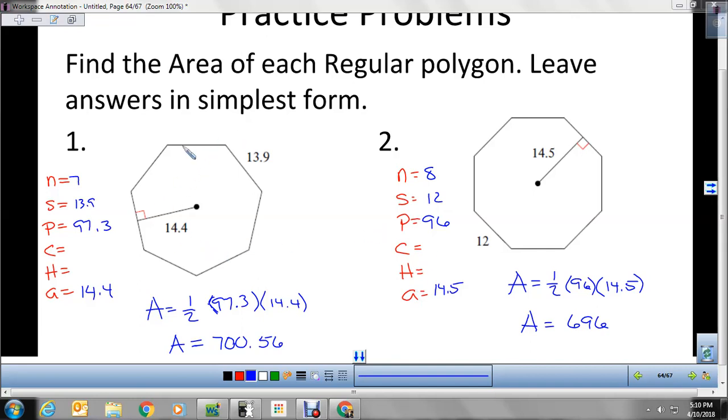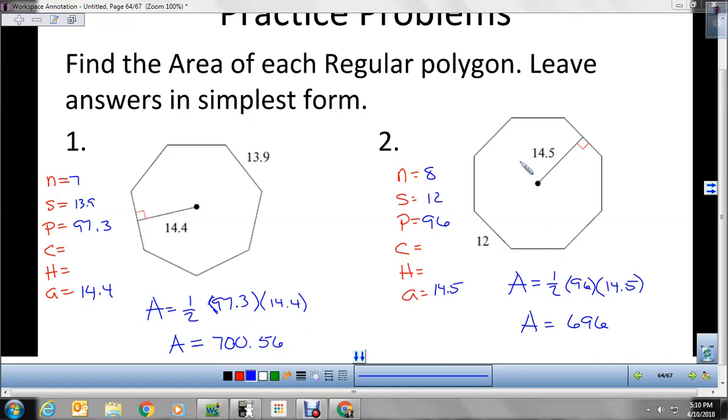All right, in this first one here, we have to count the number of sides, which is 7. The side length is 13.9. Perimeter would be 97.3. Apothem they give us is 14.4. 1/2, 97.3 times 14.4 is 700.56. It tells us to leave our answers in the simplest form, which means this has not been rounded off. This is the complete decimal we got.